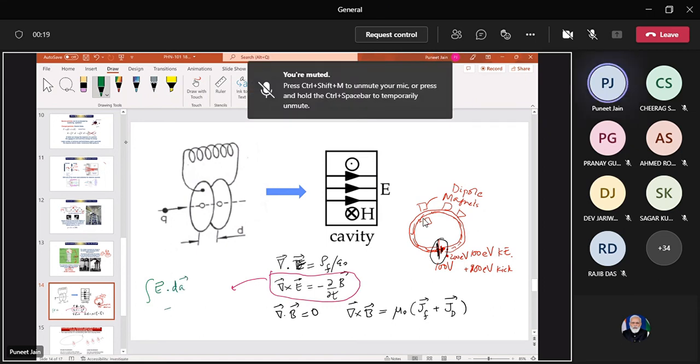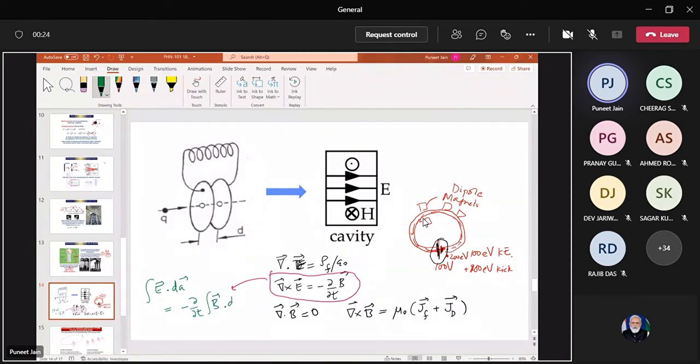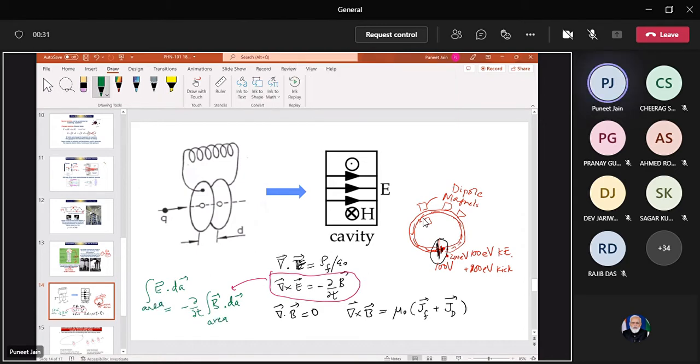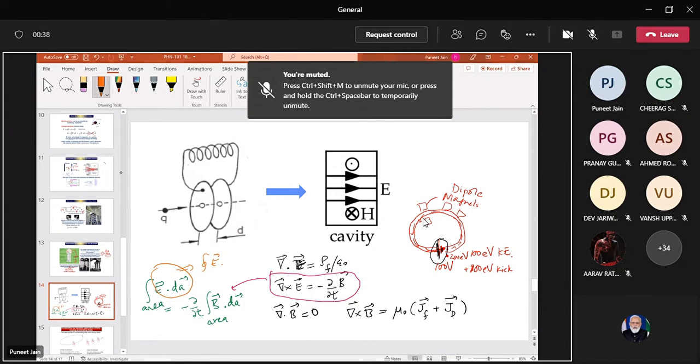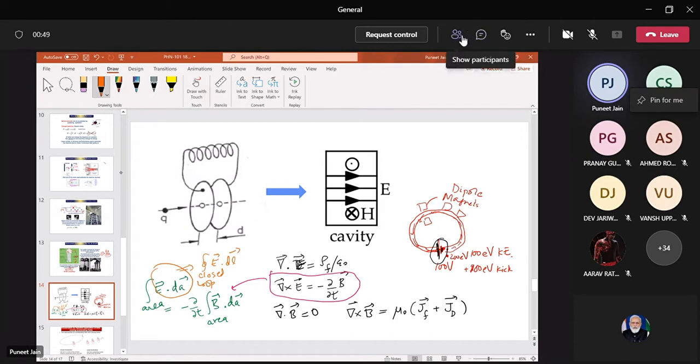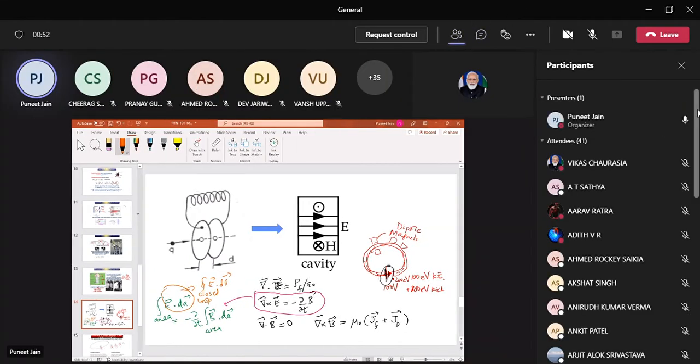dA and then minus ∂/∂t of B dot dA over some loop, over some area. And this factor, if you apply Stokes' theorem, it will be like this over a closed loop. So this equation tells me that either the area should be changing with time, or the magnetic field should be changing with time.